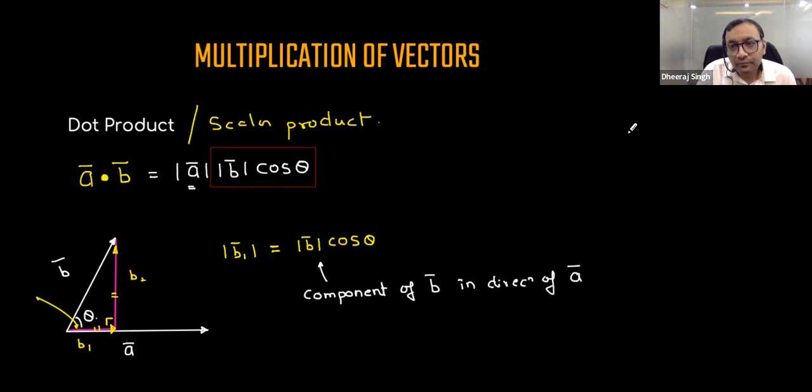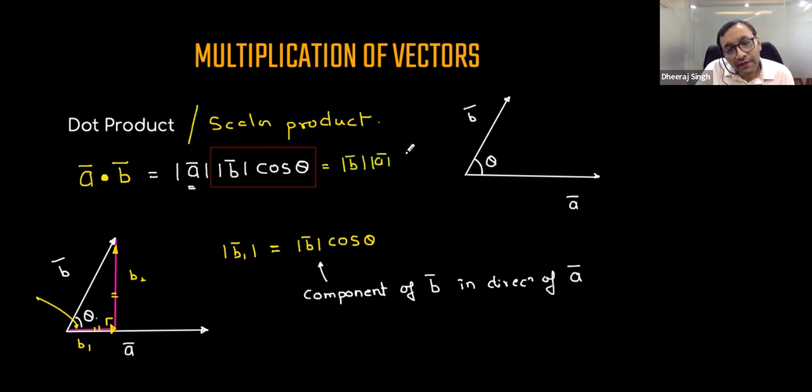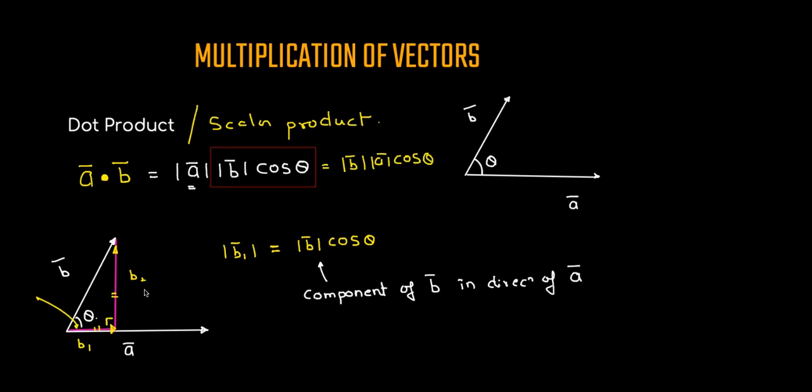Similarly, if I take the same diagram here, this is B and this is A, this is theta. Okay, can you geometrically find out where A cos theta is? Because this thing can be written as B into A cos theta as well. Can you find out where A cos theta is in the diagram, just like we did for B cos theta? Everyone, let me know once you're done.